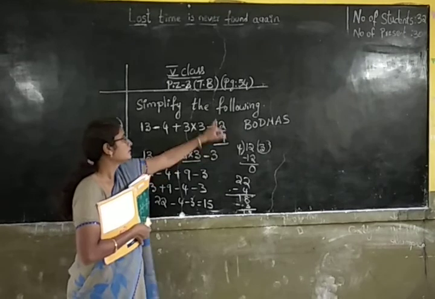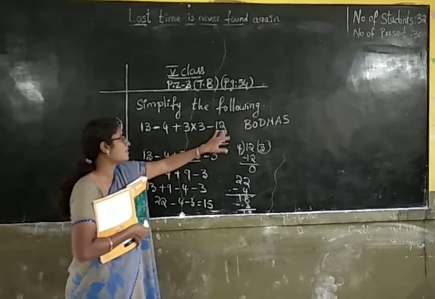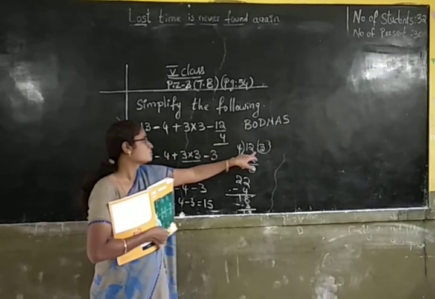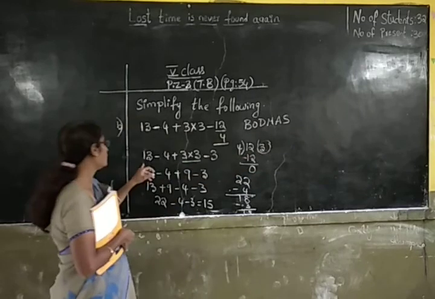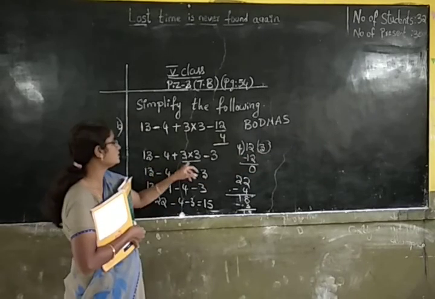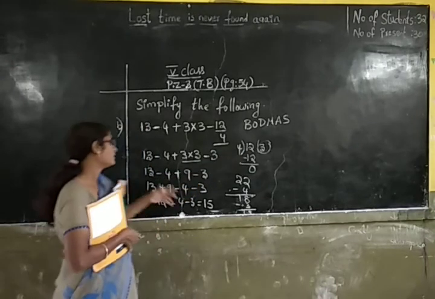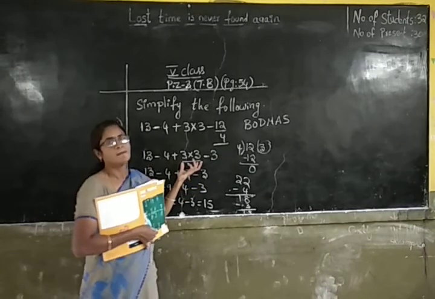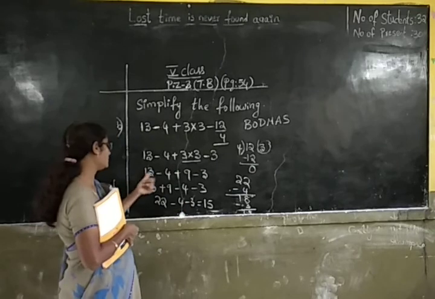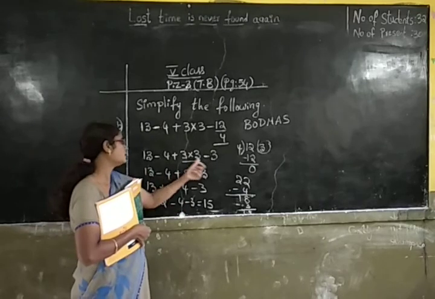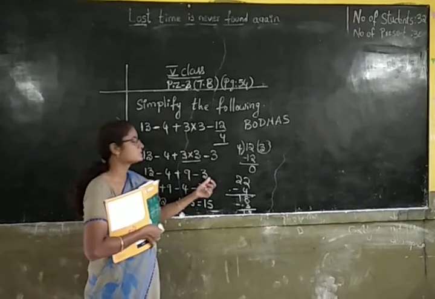So here this is the term of division. I have taken 12 divided by 4, so I got the answer 3. So 13 minus 4 plus 3 into 3 minus 3, the result got by division. After division we have to do multiplication. So 13 minus 4, 3 3s are 9, minus 3.